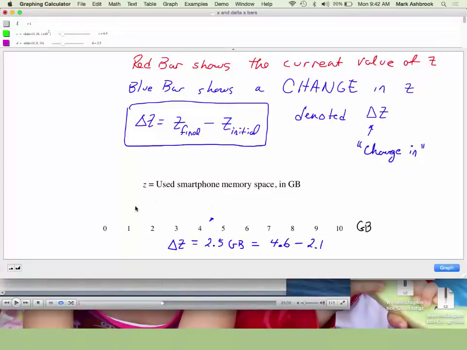The amount of change is the... oh, I don't like that. Oh, that really stinks.